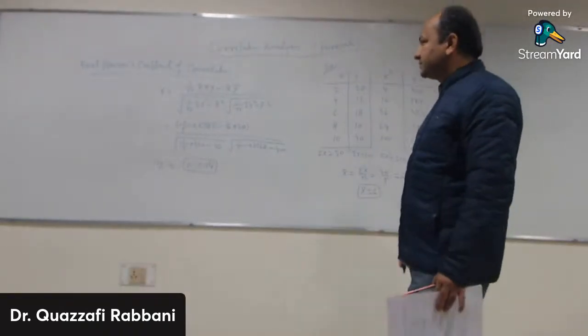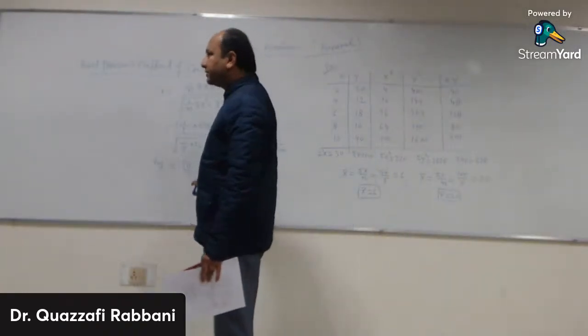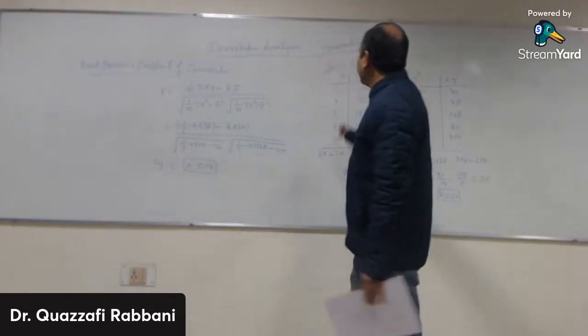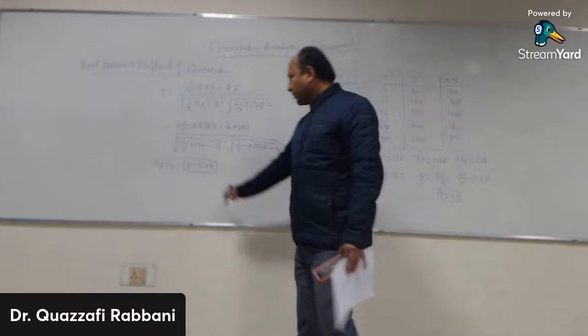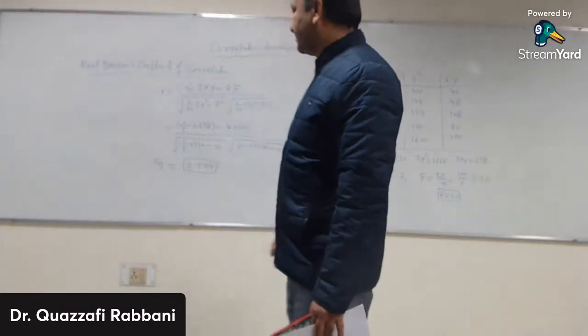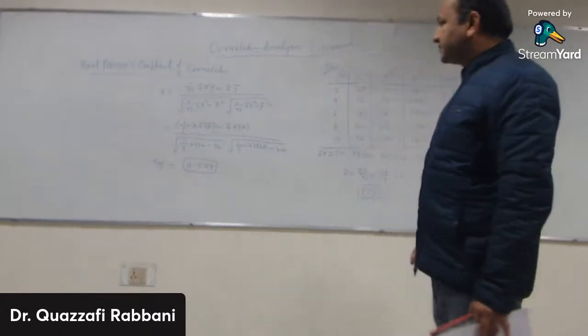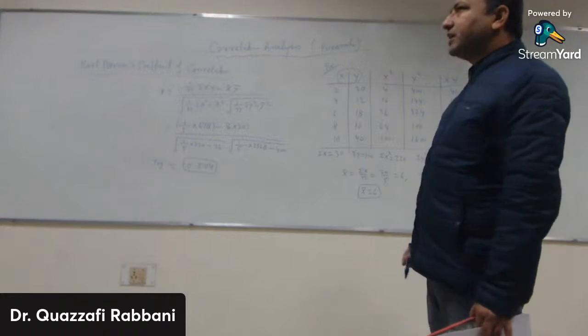0.50. So this is obviously a positive value. So you can say these two variables are positively correlated, but 0.5 is not highly correlated. It is just moderate. There is moderate correlation, not that x and y are highly correlated.